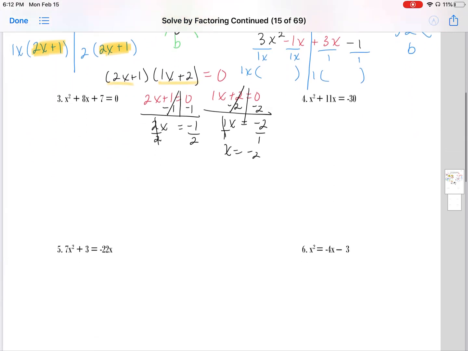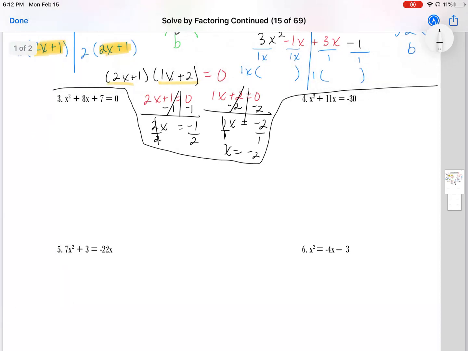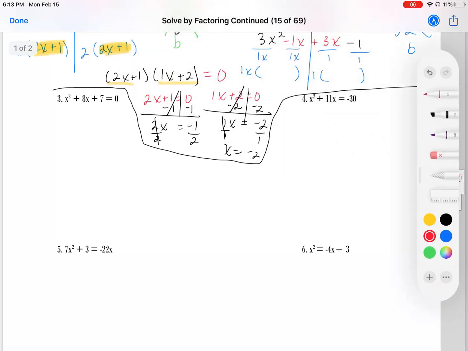All right, let's look at the next ones. On number 3, all right, number 3 is ready to factor. Ooh, that's fancy. So in number 3, it's set equal to 0. My a is 1, my b is 8, my c is 7. A times c, 1 times 7 is 7. B goes on the bottom, that's an 8. So go ahead and try to factor number 3.